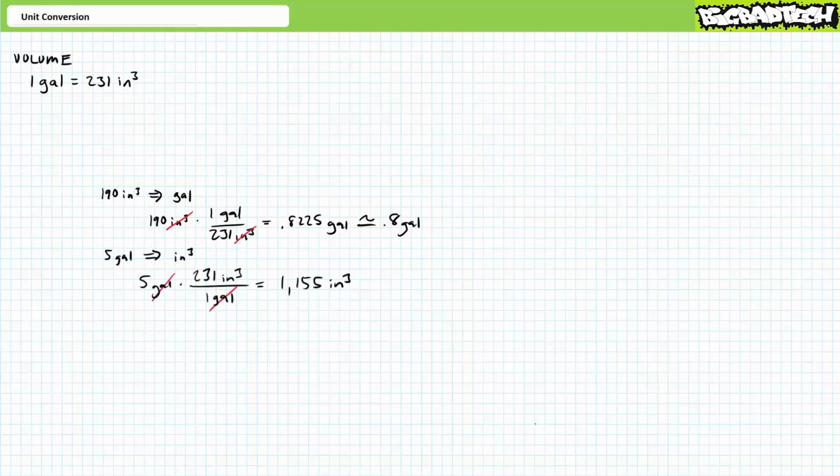Next, we're being asked to convert 5 gallons into cubic inches. The unit we want, cubic inches, is on top. The unit we don't want, gallons, is on the bottom. 5 gallons times 231 cubic inches per gallon. Units of gallons cancel out. We're left with 1,155 cubic inches.